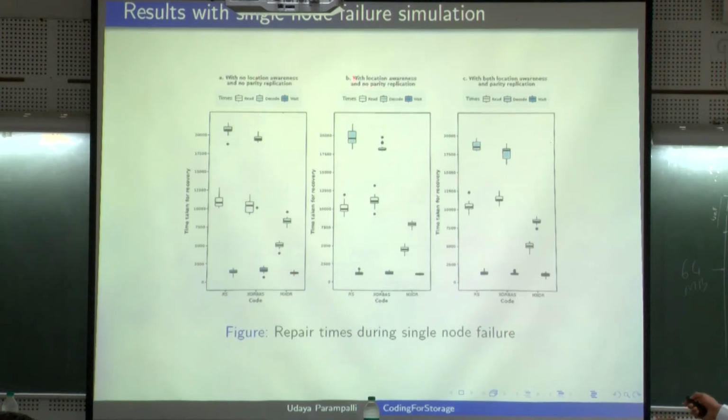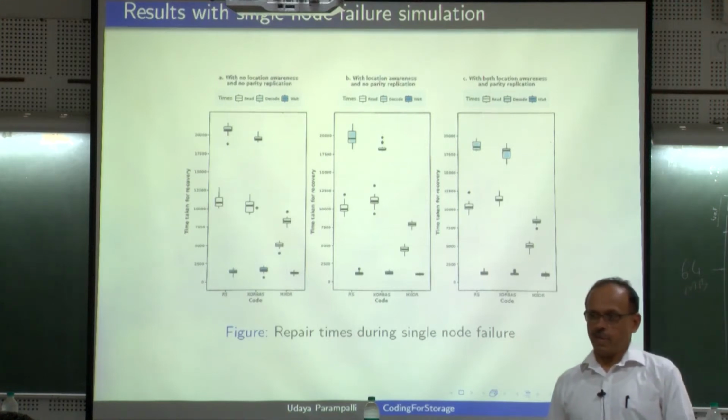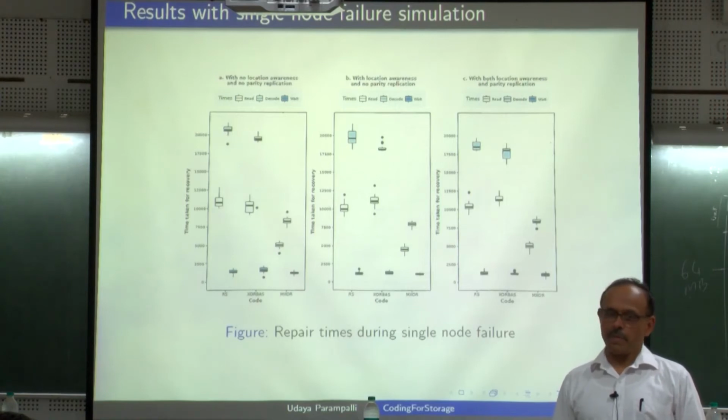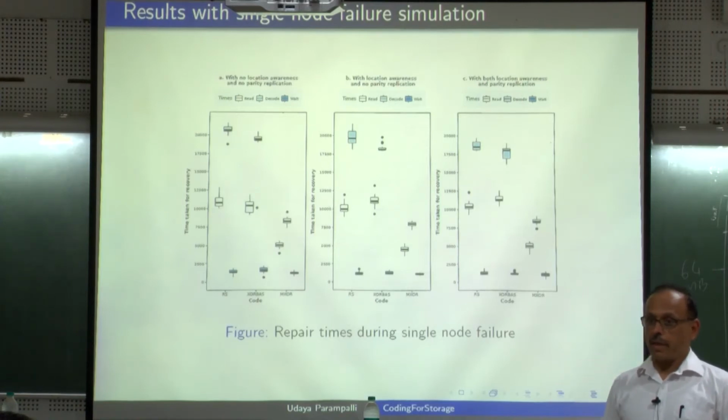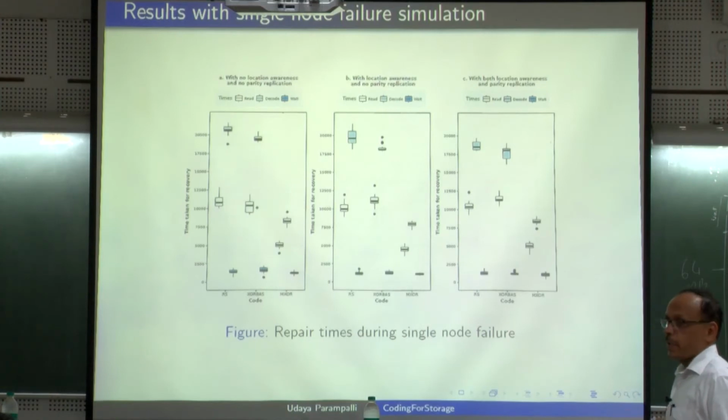Whereas with location awareness and parity replication, there is a slight improvement, and you see the wait times and all have not improved drastically. But I think for Sorbus there is some improvement. For MXR, they're all the same. But with both, the parity replication from these figures looks not that impressive, but the average has improved. This is single file. Is that clear?